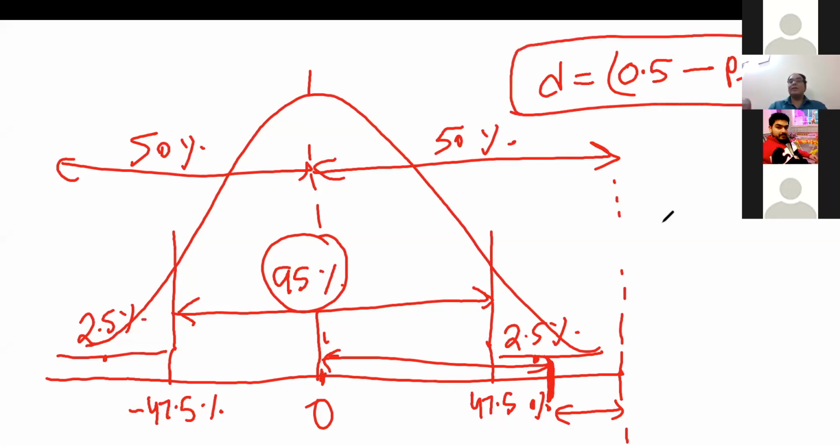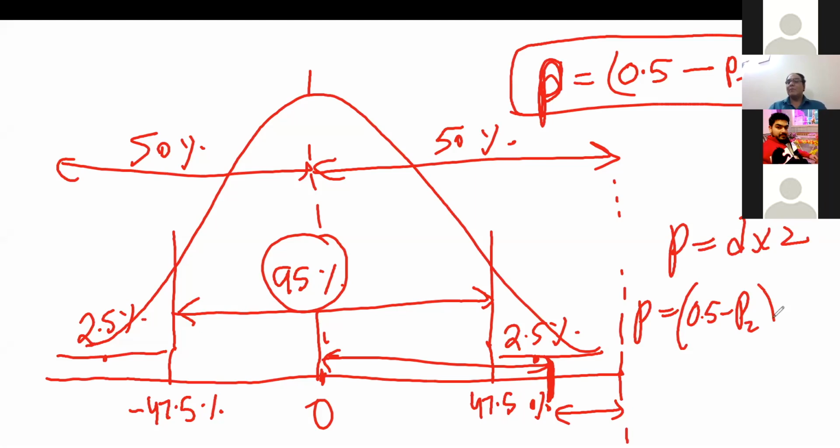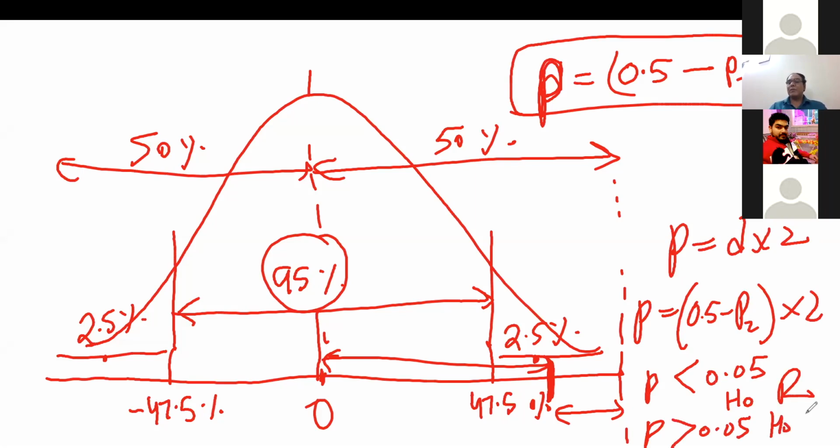And okay, now it is p. So I can write p is equal to d multiplied by 2, where d is the distance from the extreme to the sample, and this p-value can be calculated by d. What is d? 0.5 minus probability of Z, multiplied by 2. So if the p-value is less than 0.05, the null hypothesis can be rejected, and if the p-value is more than 0.05, the null hypothesis cannot be rejected. So this is the concept of probability value.